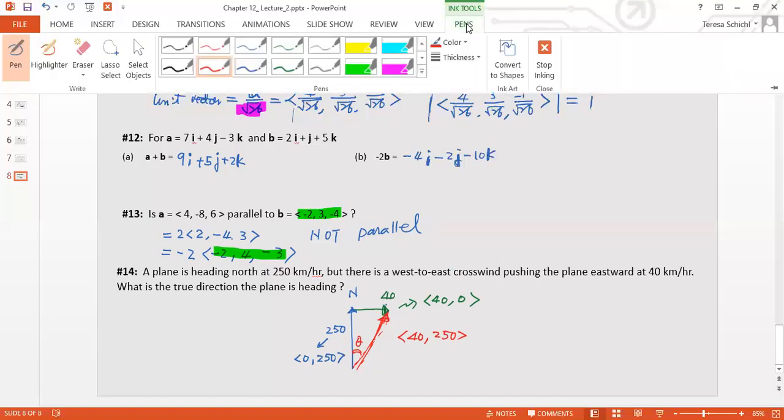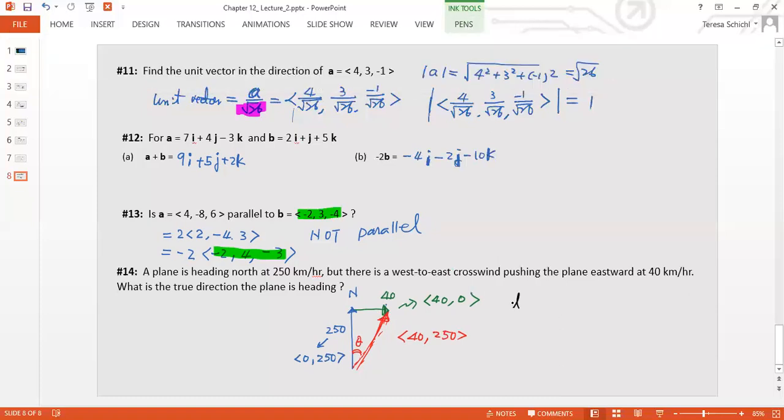So how do I find the angle theta? I can use tangent, right? So I say tangent theta is opposite over adjacent. So it's 40 over 250. Then theta will just be arctangent of 40 over 250. If you put it into your calculator, you get about 9.1 degrees. All right. So the true direction this airplane flies is 9.1 degrees east of due north, right?